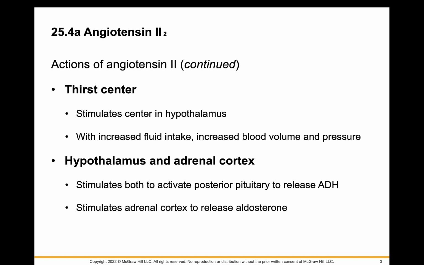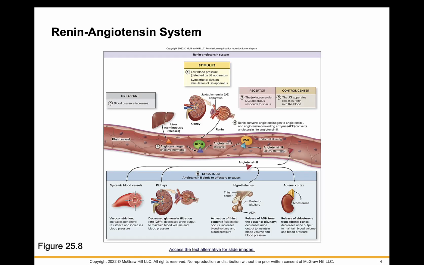It also will have an impact on the hypothalamus and the adrenal cortex. It stimulates to activate the posterior pituitary to release ADH, and it also stimulates the adrenal cortex to release aldosterone. Now, here is an image of the renin-angiotensin pathway, and I actually want to walk through this whole process because I think it really is important that we understand this.